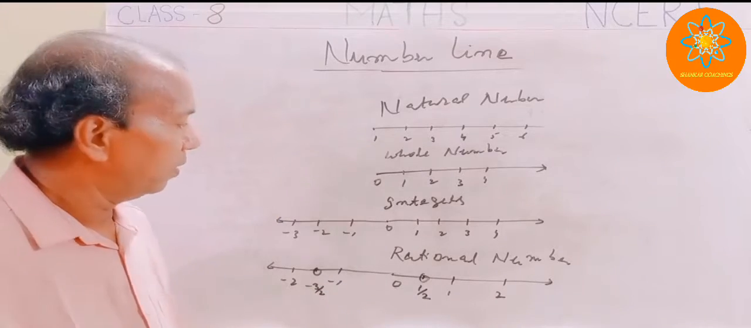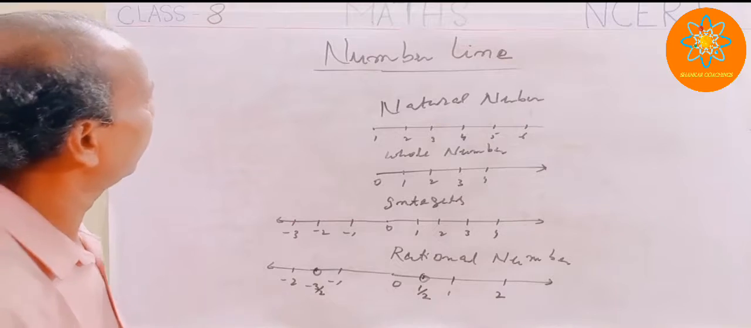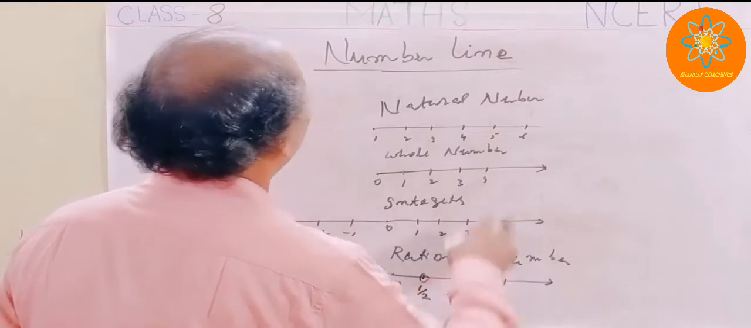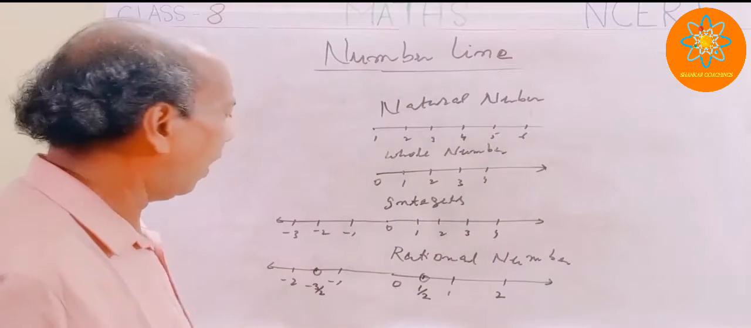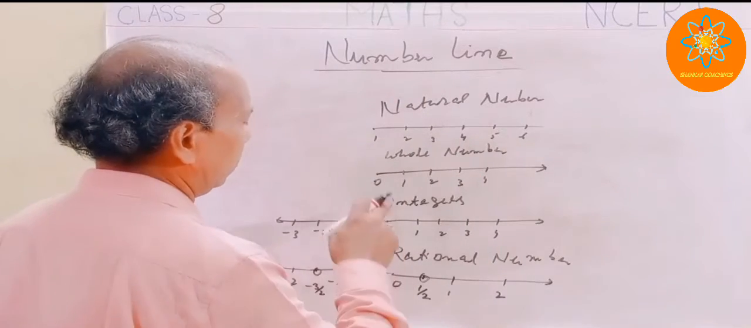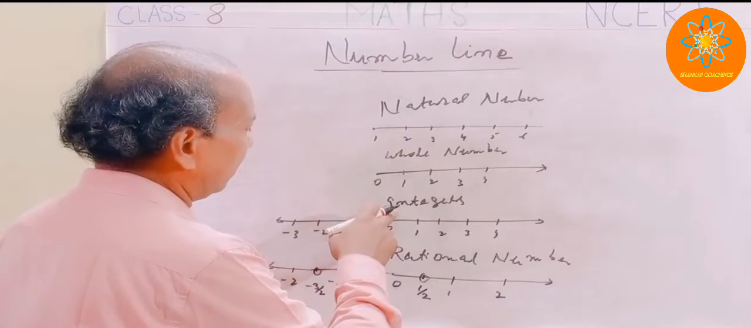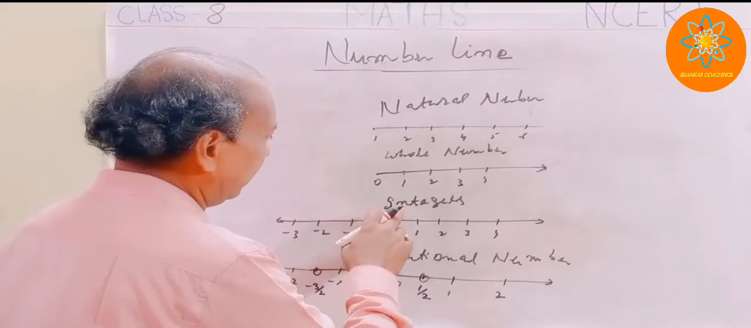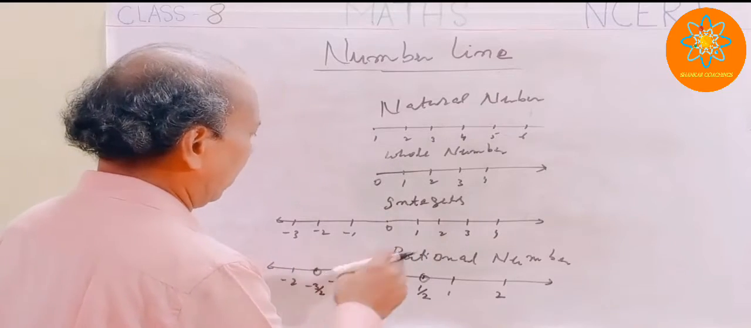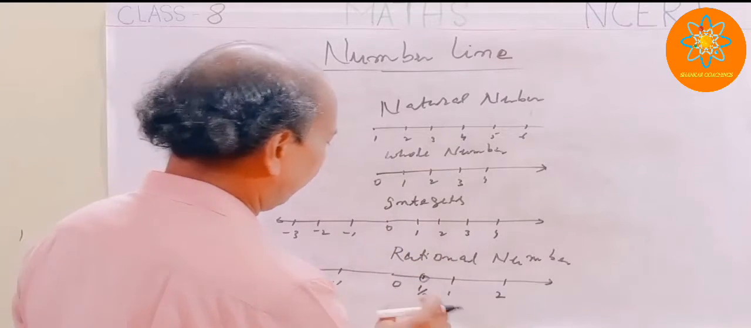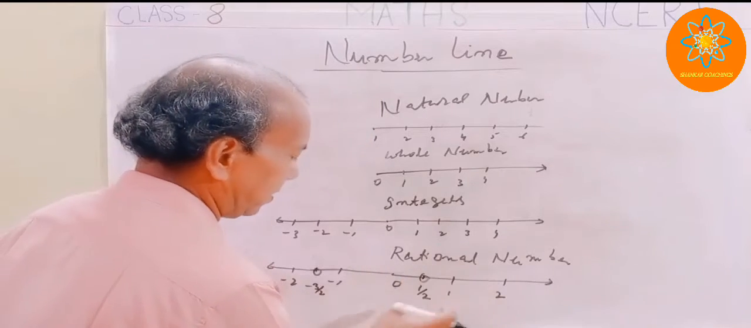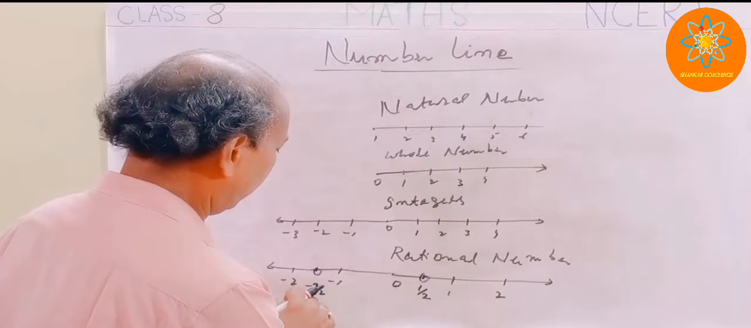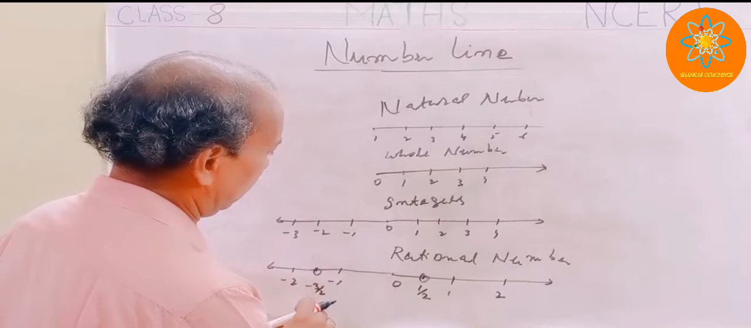Hence, we can say that for the case of a rational number on the number line, our first step is to represent the rational number. First of all, we represent the integers. After representing the integers, then we find where that lies. I have given one example, 1 by 2 and -3 by 2.